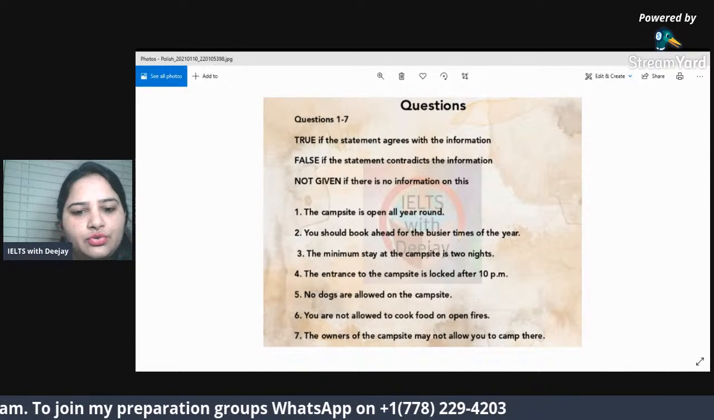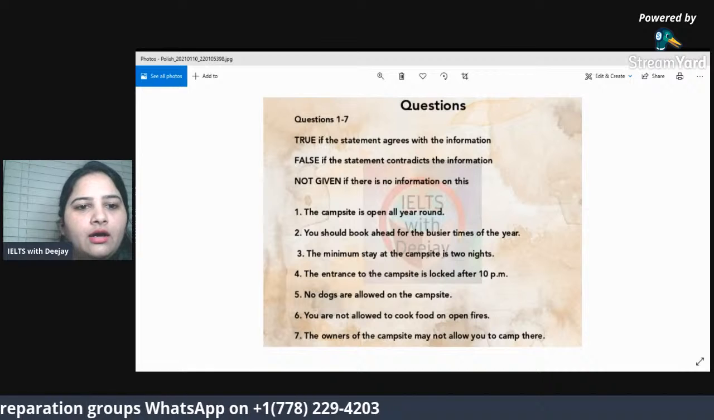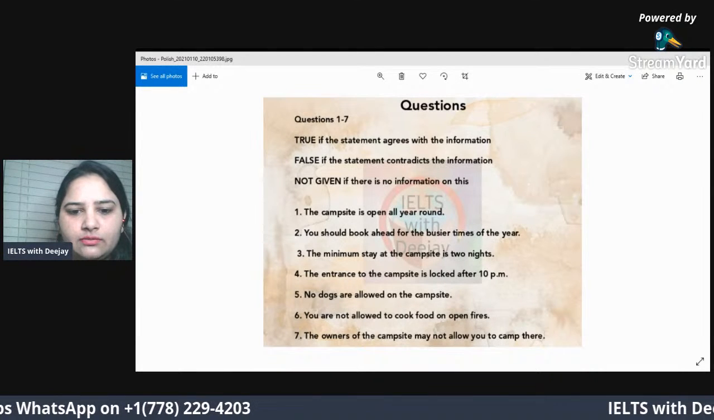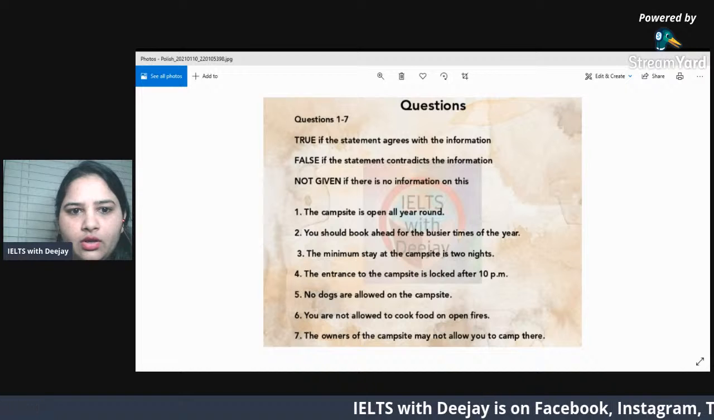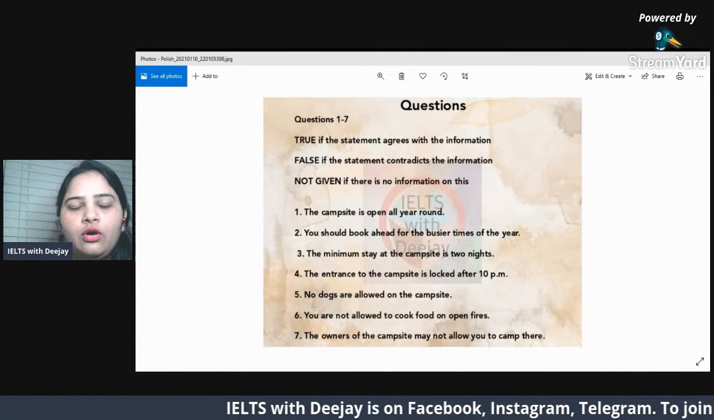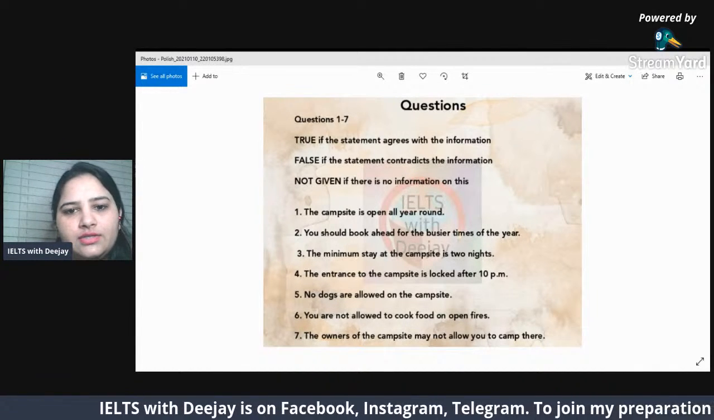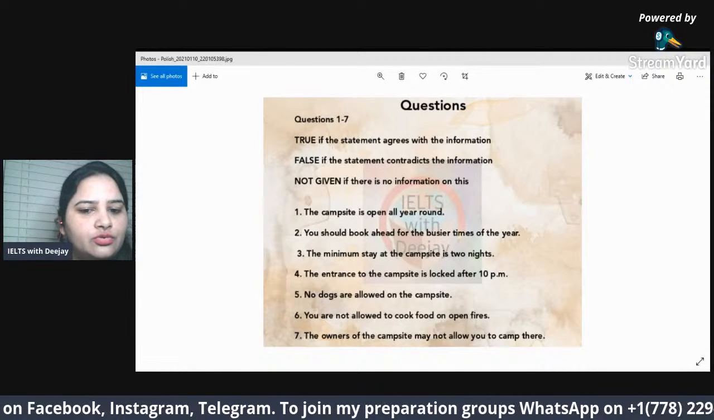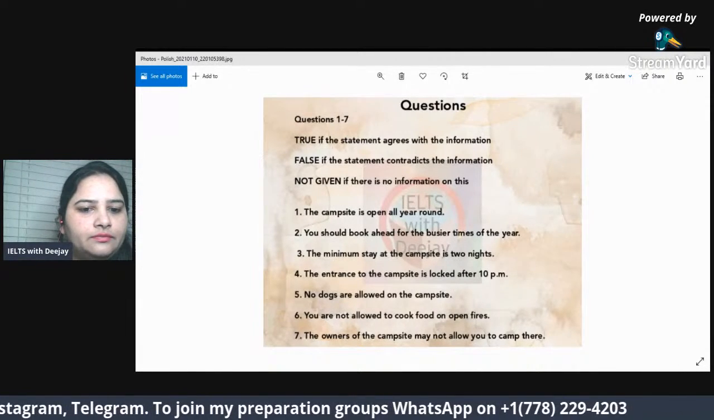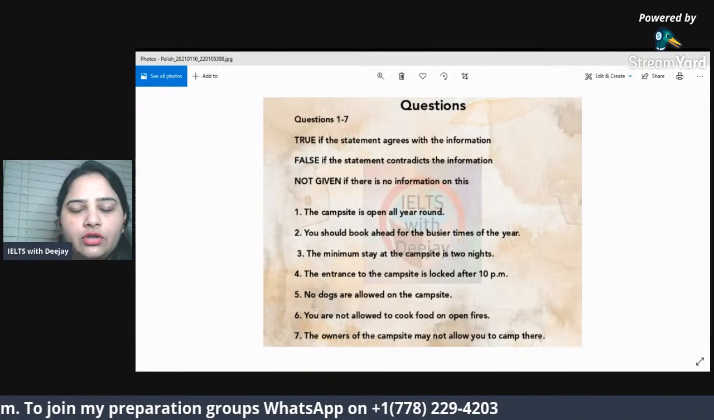And the answer is true because it's saying for the months they have mentioned that you should do the booking for holidays in July and August to guarantee a place. So this is going to be true. Very good. Okay, now it's time for the third one.